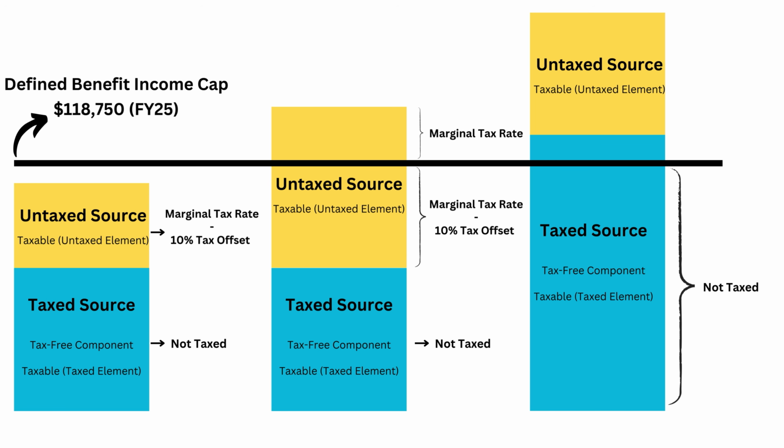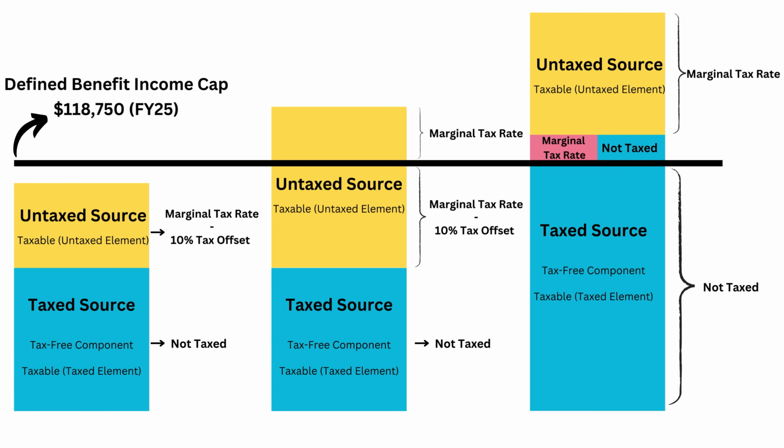However, 50% of the tax source that exceeds the cap is taxed at your marginal tax rate. Since the tax source has fully used up the cap, the entire untaxed source sits above the cap, meaning it is taxed at your marginal tax rate with no tax offset.